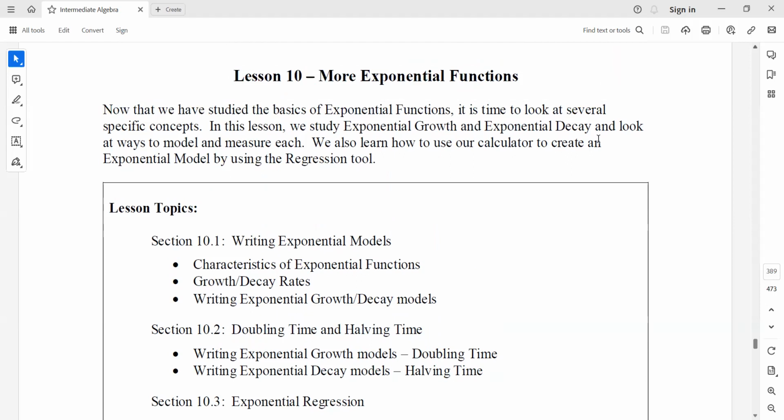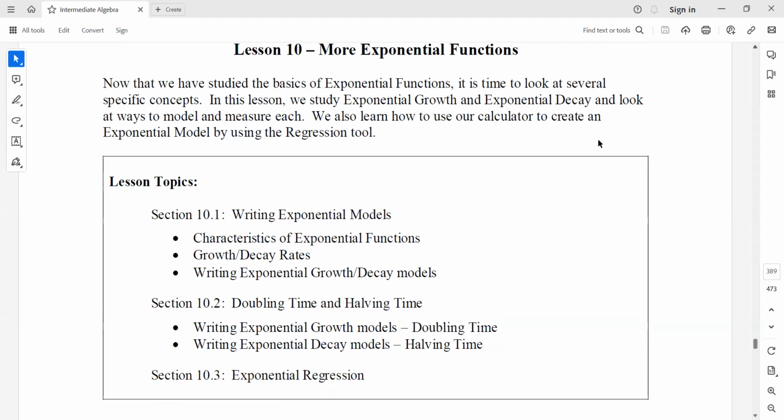That is lesson 10. And in lesson 10, we only have three sections. 10.1 is writing exponential models. 10.2 is doubling time or halving time. And 10.3 is exponential regression. So these are the three things we are going to be looking at in lesson 10.